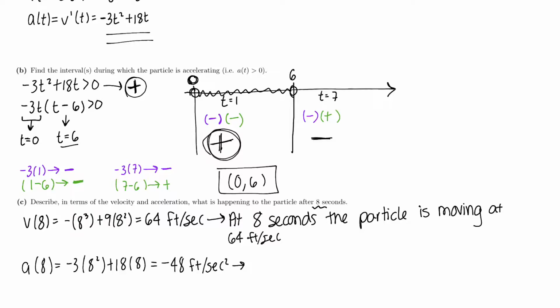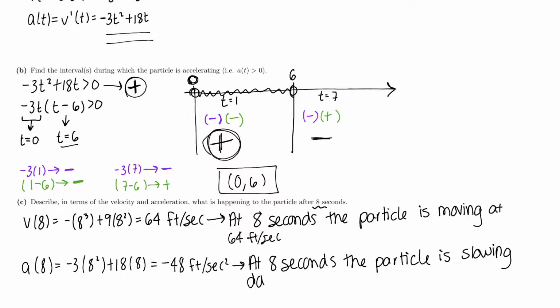So that means, remember, accelerating is when your acceleration is positive. If your acceleration is positive, you are accelerating. If your acceleration is negative, you are decelerating, or you are slowing down. So if you have a negative acceleration, you would say at 8 seconds, the particle is slowing down at a rate of 48 feet per second squared.